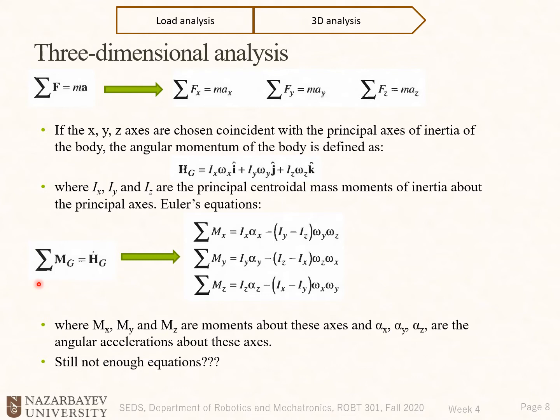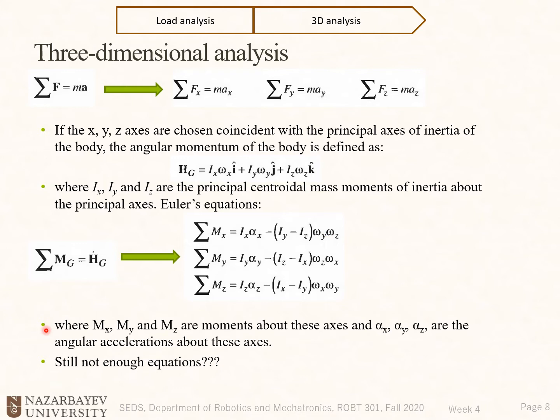So based on sigma Mg equal to H dot g, we could write Euler's equations, and the H dot g for the x, y, and z components could be derived. And we now have three scalar equations, same as those we had for the force, and these are for the moment. Sigma Mx is equal to Ix alpha x minus (Iy minus Iz) multiplied by omega y omega z. What is alpha x? It is angular acceleration. Omega is angular velocity.